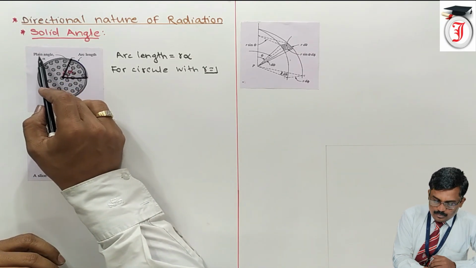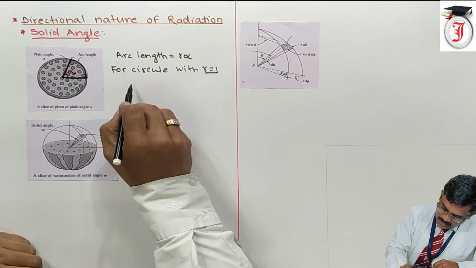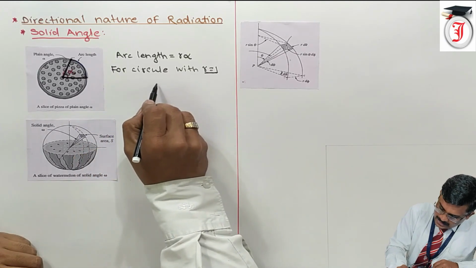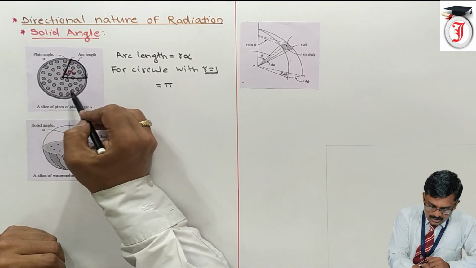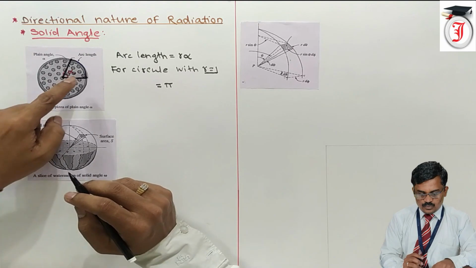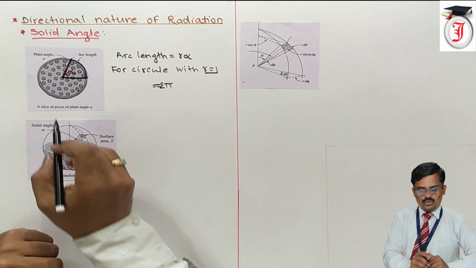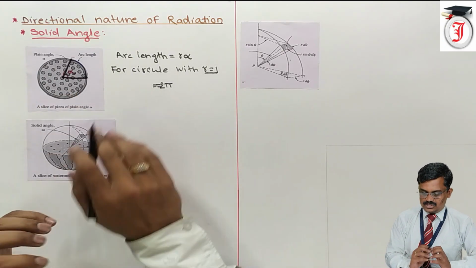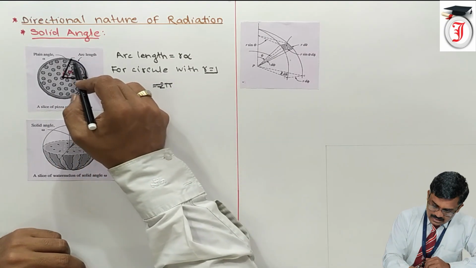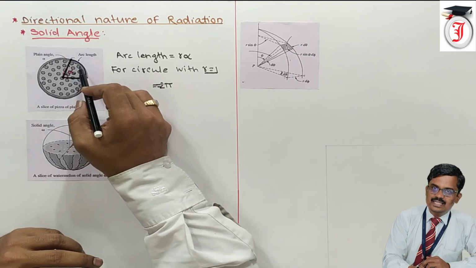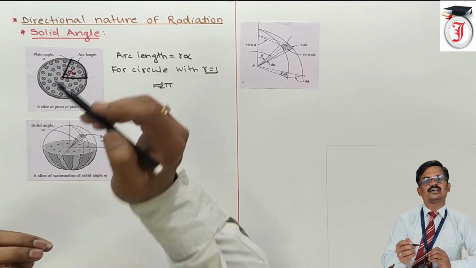The arc length is equivalent in magnitude to the plane angle subtended. For half a circle, the arc length is pi, so the angle subtended is pi. For the whole circle, this angle is 2 pi, that is 360 degrees. So when the radius of a circle is 1, the length of an arc is equivalent to the plane angle subtended by that arc.